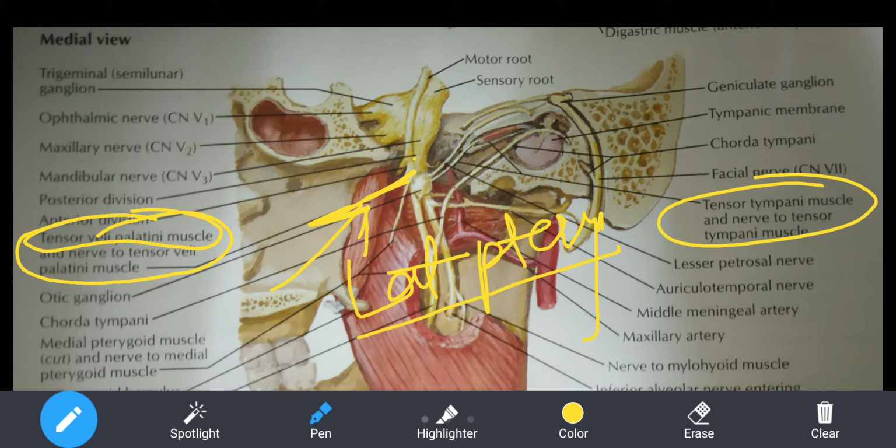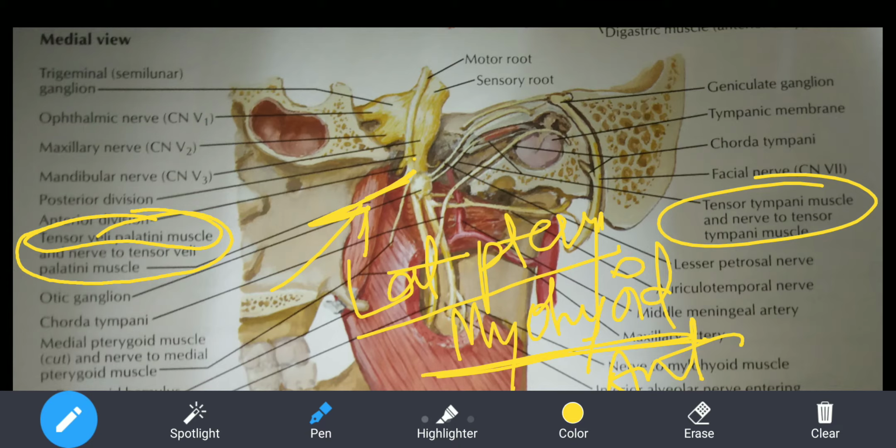The accessory muscles of mastication: one is the mylohyoid muscle. Mylohyoid muscle is the oral diaphragm. Never forget it. So the mylohyoid muscle and the anterior belly of digastric, that I will show from the other diagram. You will see it in that.